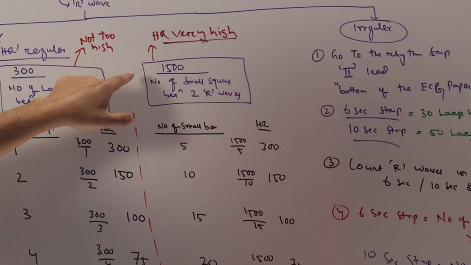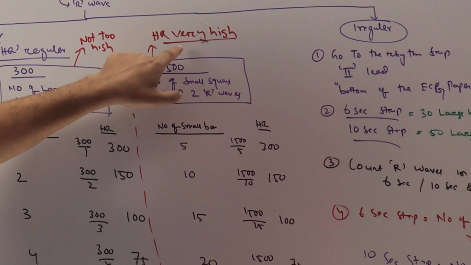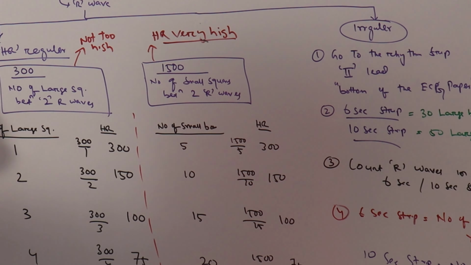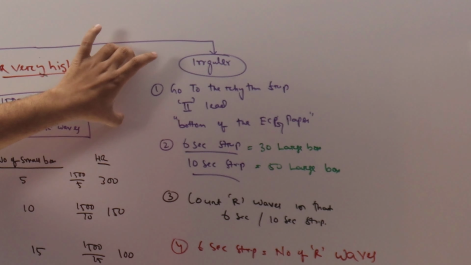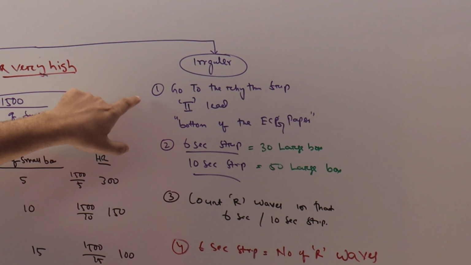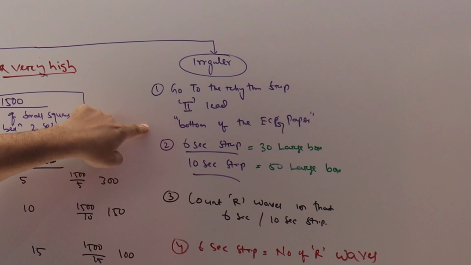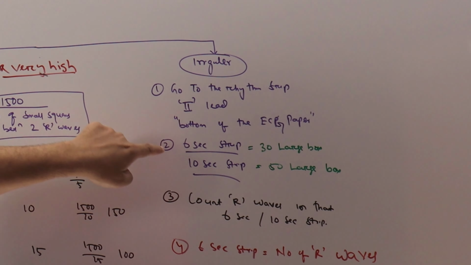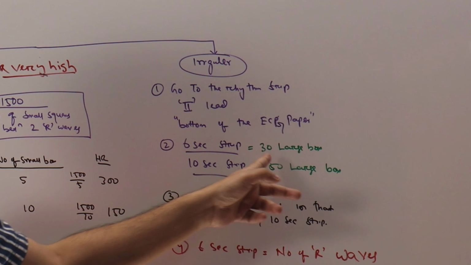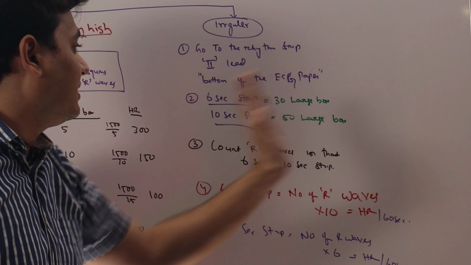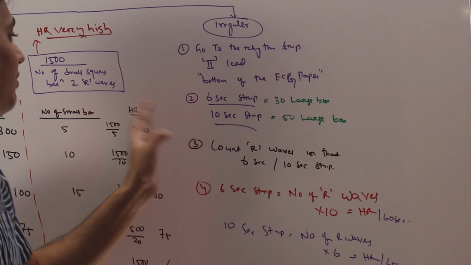So the small square formula is used when the heart rate is very high, and the large box formula is used when the heart rate is not too high. When the heart rate is irregular, at that time we have to go to the rhythm strip. There is a lead 2 lying at the bottom of the ECG paper, and you have to find out whether it is a 6 second strip or a 10 second strip. If it is a 6 second strip, we will find 30 large boxes in that strip. If it is a 10 second strip, you will find 50.